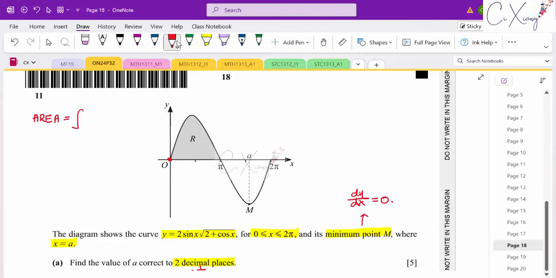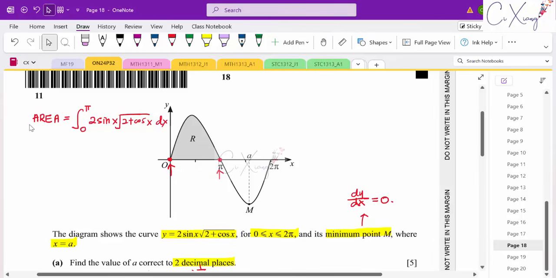So where does the area start? The area starts at this point, which is actually x equals 0. The area ends at this point where x equals pi. Okay, then after that, I have the equation 2 sin x over 2 plus cos x, then dx. Generally, to find the area, this is the formula that we should apply.